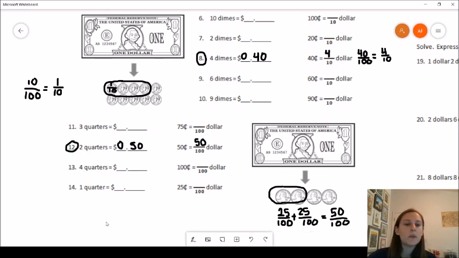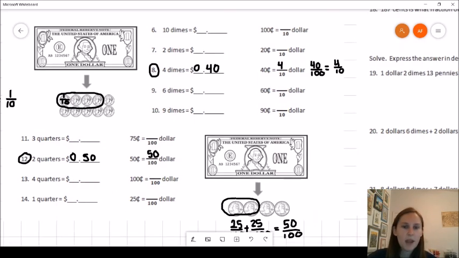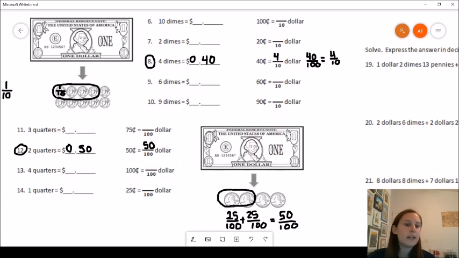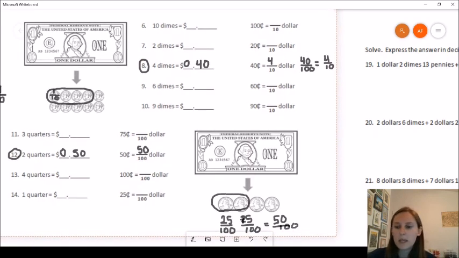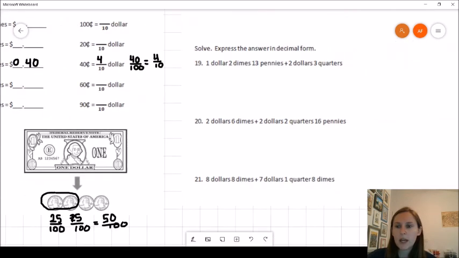Now we are practicing writing money as decimals because that is probably the most common form in which you're going to see decimals for the rest of your life, as money. That's where we usually see decimals written, and we use that almost every day. So it's really important that we're practicing writing money as decimals so that we can apply that to our everyday lives.